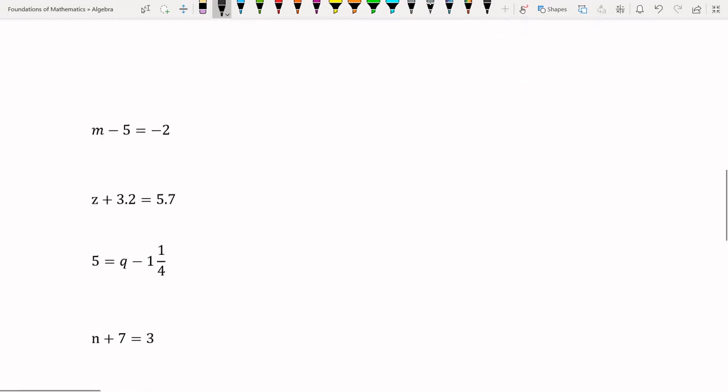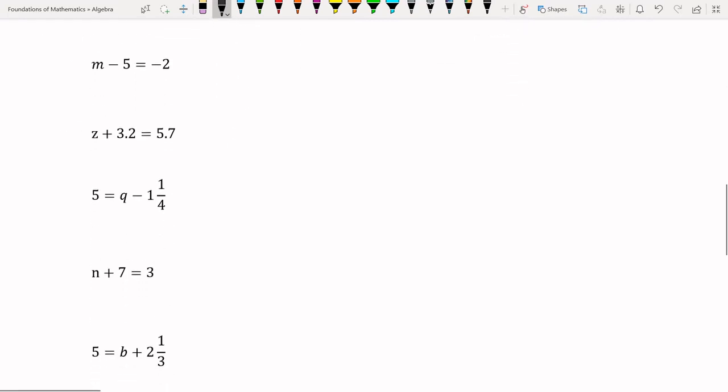All right, let's look at some of these problems. m minus 5 equals negative 2. You can set it up like I did before with the vertical line here, but it's the same kind of idea. For here we have m minus 5, so the 5 is subtracting from the m, so the opposite operation is plus.